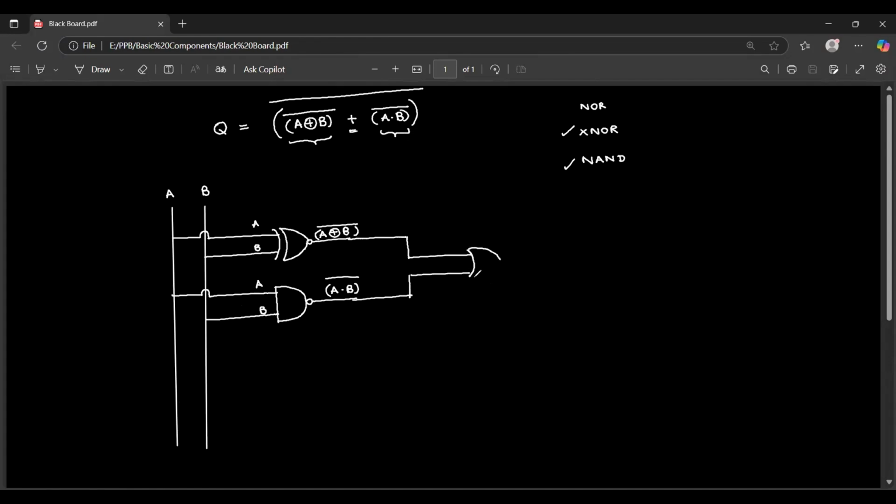So this is the OR gate. If you put a circle in front, it will be a NOR gate. So here we have (A XOR B) whole thing bar, and this is A and B. The output will be (A XOR B) whole thing bar plus ((A dot B) whole thing bar) whole thing bar. That's all you have to keep in mind.